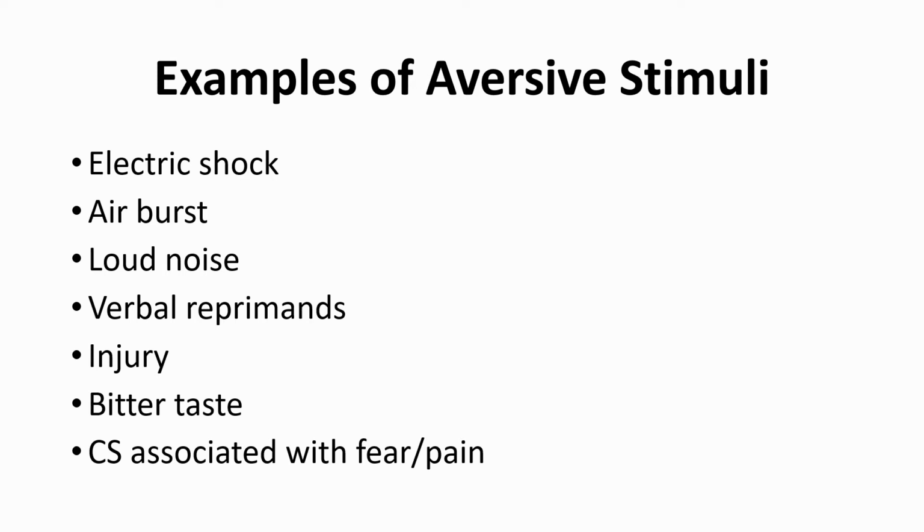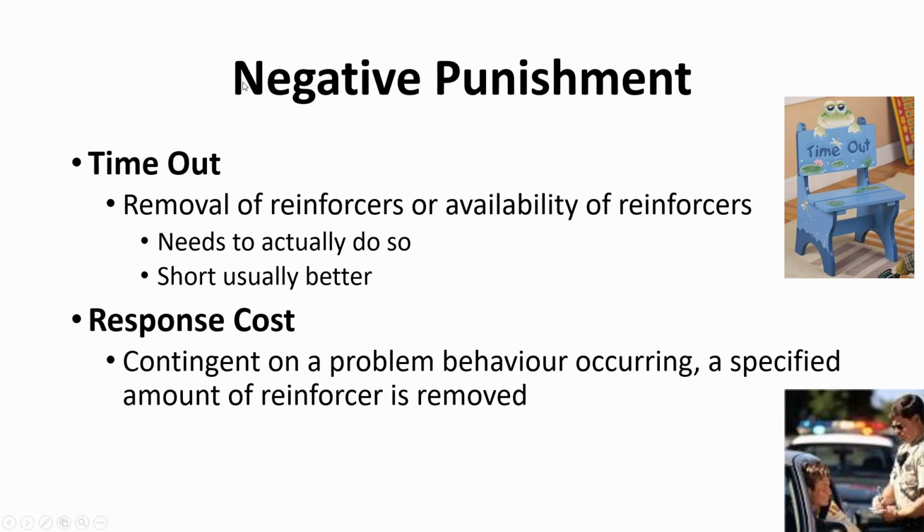It is a lot more acceptable and a lot easier to ethically justify something like negative punishment. It's a little bit easier to remove something good than it is to actively give something bad. So we tend to see things like timeout or an increase in response cost, which would fall under the umbrella of negative punishment. And as a reminder, negative punishment means you're removing a stimulus to cause a decrease in that behavior. So usually you're removing access to something good. So with timeout, this is the removal of reinforcers or availability of reinforcers.